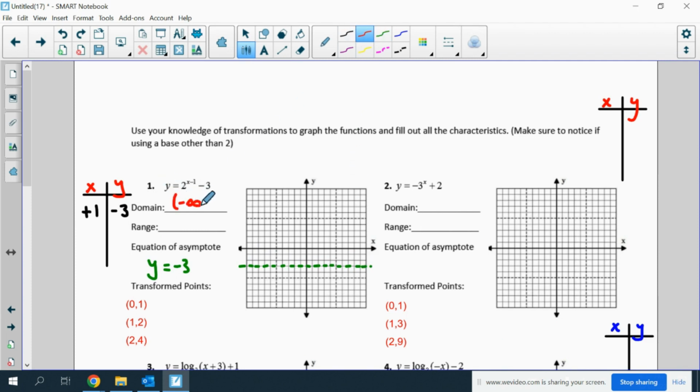The domain is always unlimited. We have no restrictions on what's happening in an exponential function when we substitute an x. The range is going to be moved down 3. So we have -3 to infinity. Notice it's bounded by the asymptote. And then if we want to figure out what happens to each point, we take the x and move it right 1. We take the y and we move it down 3.